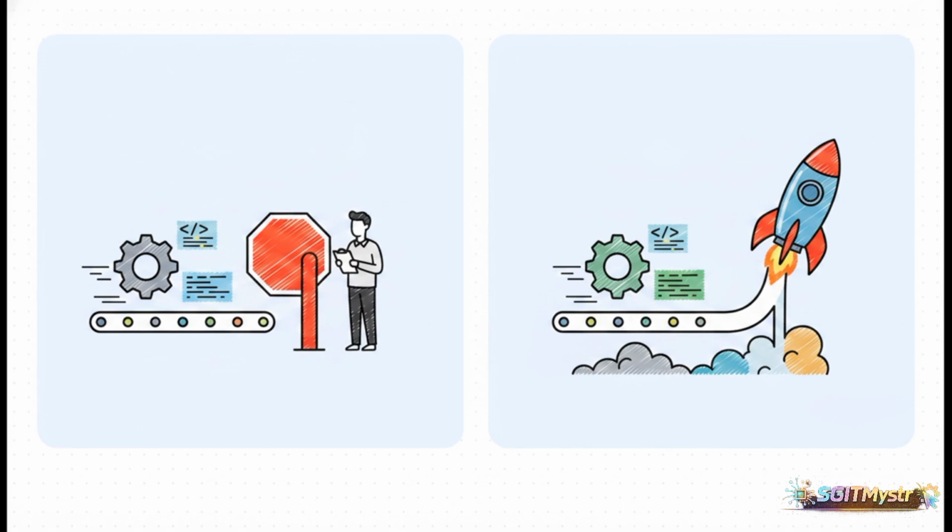Continuous deployment, on the other hand, removes the human completely. If the automated tests pass, the code flows completely autonomously straight to your live production servers.